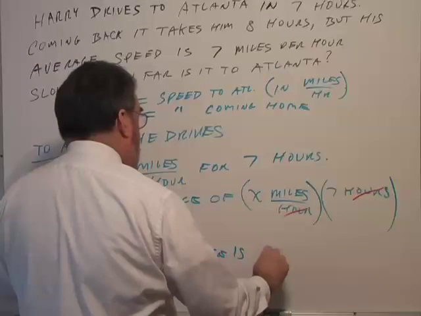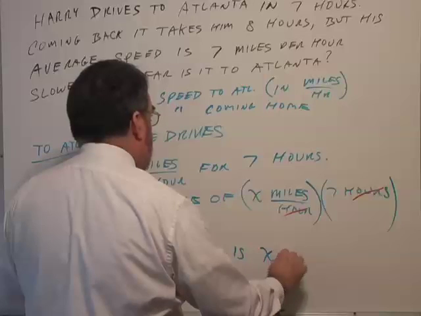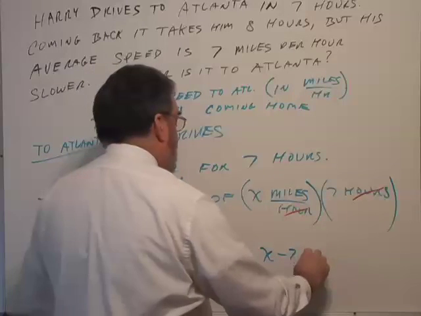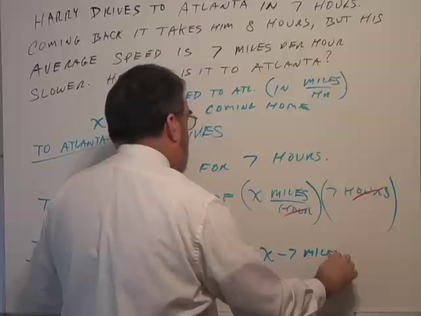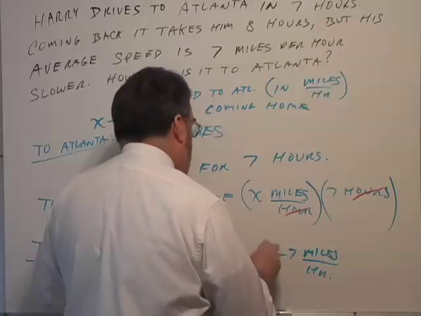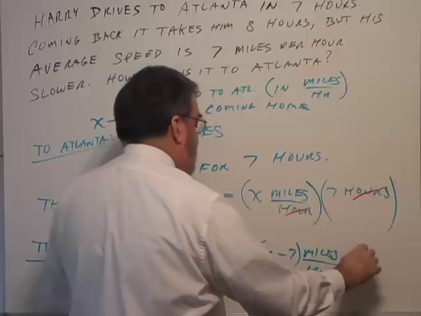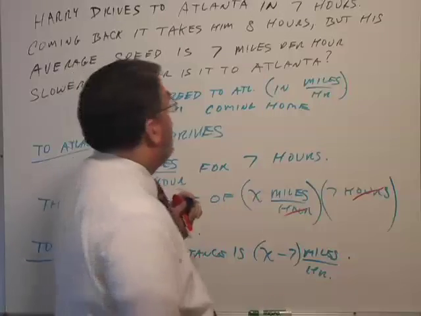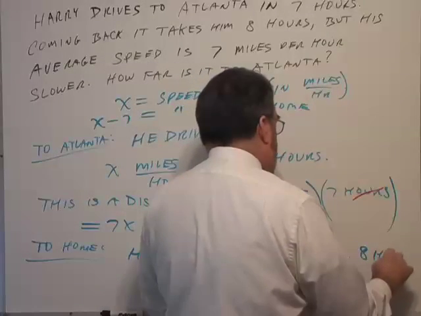So coming home, his distance is, and we have a speed, x minus 7 miles per hour, times how long? It took him 8 hours.